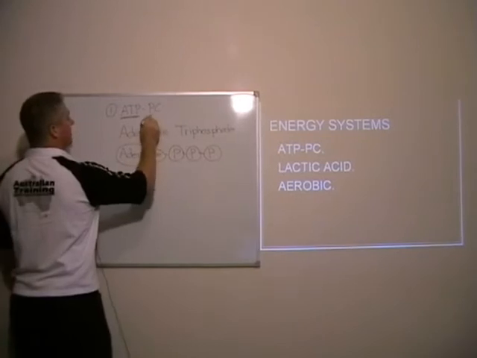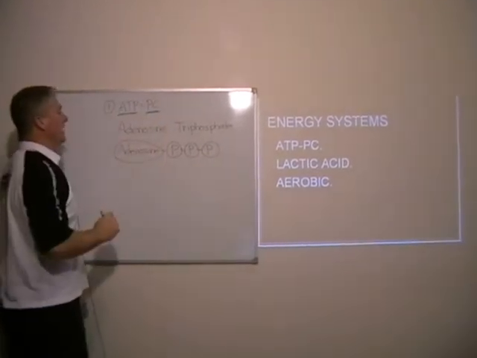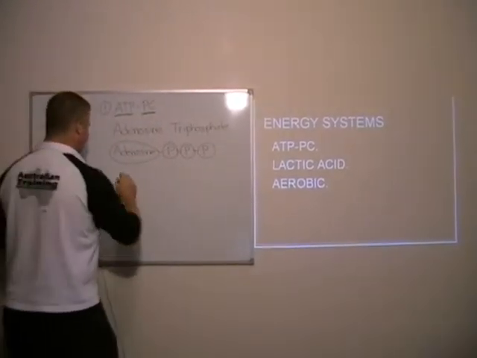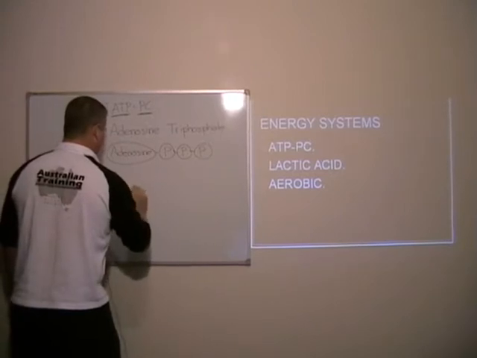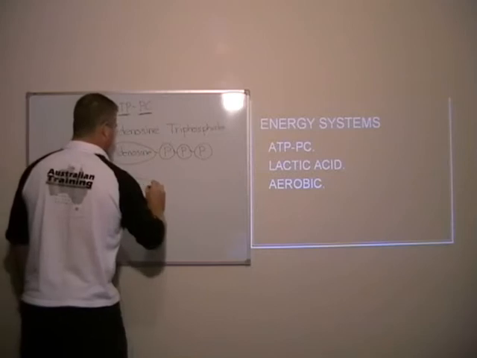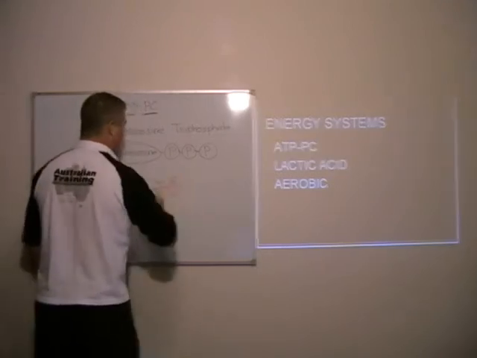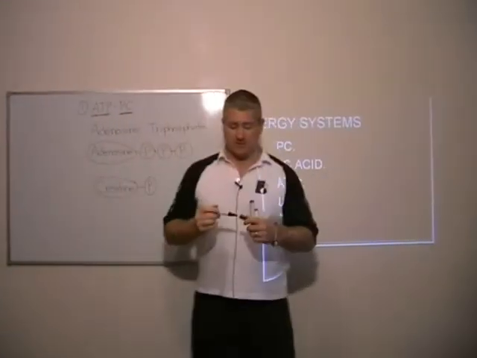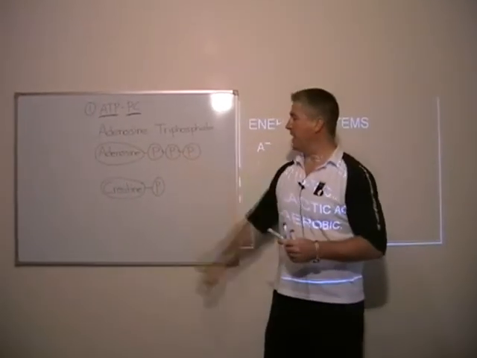The PC of ATP-PC is phosphorus creatine. And we can represent that such as creatine with a phosphate group. Now let's not get too caught up with names. I want to show you the basic process of what happens.